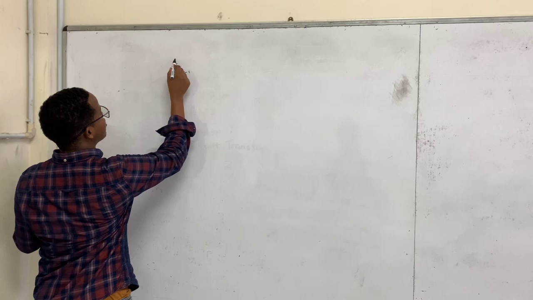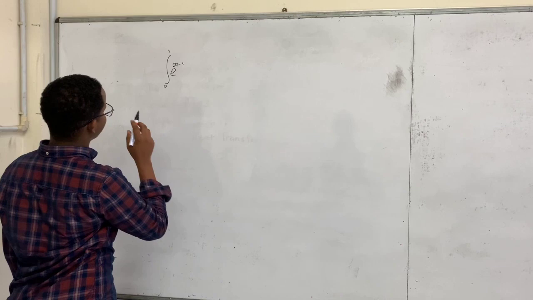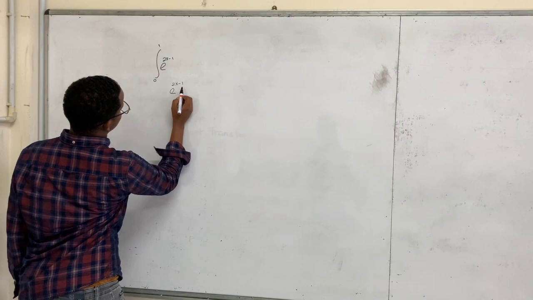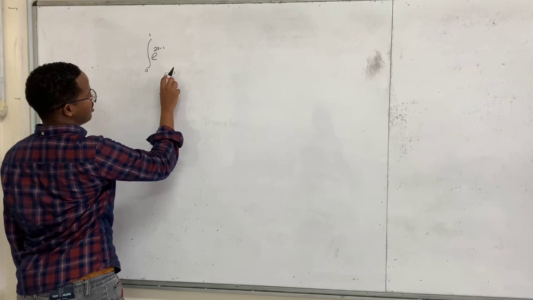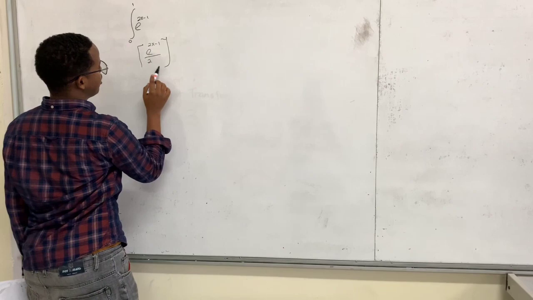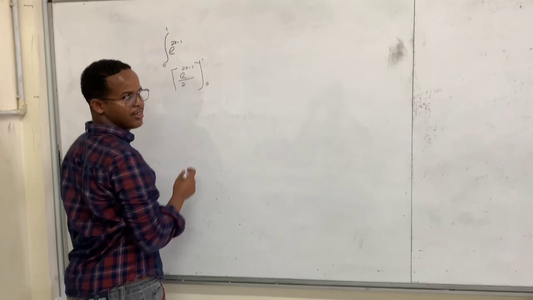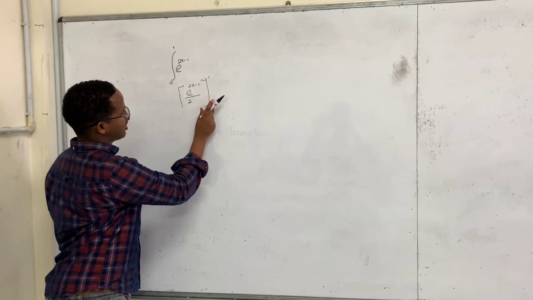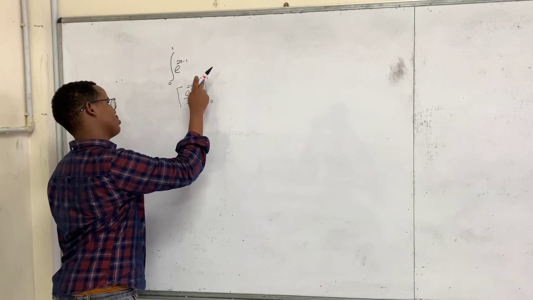Limit 1 to 0. By normal integration, e power 2x minus 1, and the derivative of the power 2x is 2, and minus 1 for its constant will be 0. So this is the normal integration. We have to substitute with the limit. Every position of x, we need to substitute with 1 or also 0.